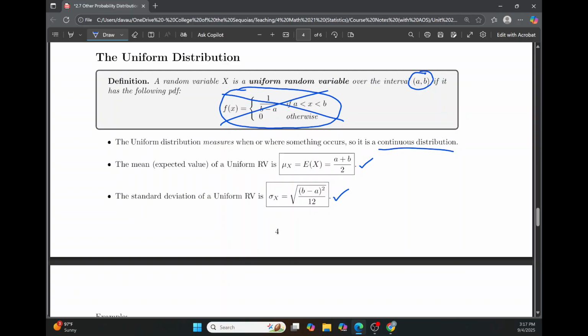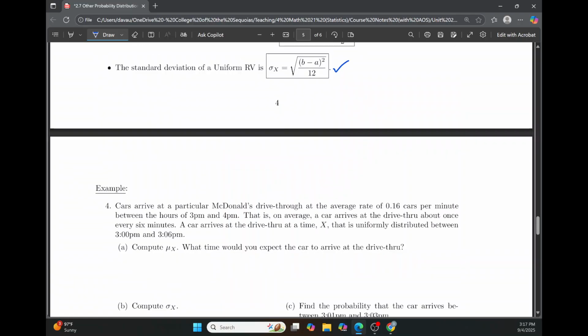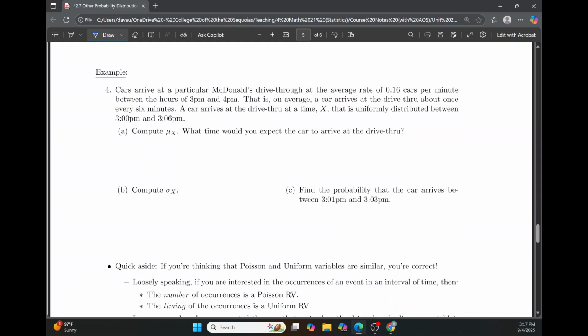As usual, this kind of thing becomes more clear when we look at an example, so let me give you one. Number 3 says, cars arrive at a particular McDonald's drive-thru at the average rate of 0.16 cars per minute between the hours of 3 and 4 p.m. So far this sounds exactly like the previous example. Another way to say that is that on average a car arrives at the drive-thru about once every 6 minutes. So a car arrives at the drive-thru at a time x that is uniformly distributed between 3 and 3:06 p.m. So x is a uniform variable.